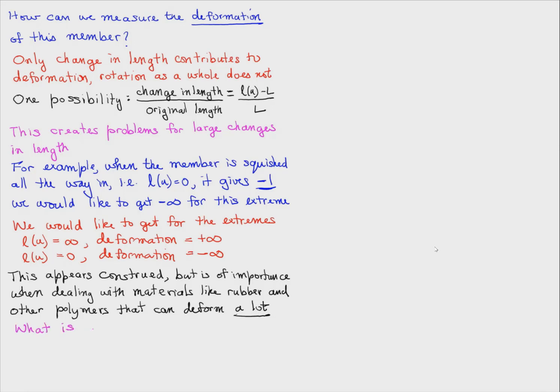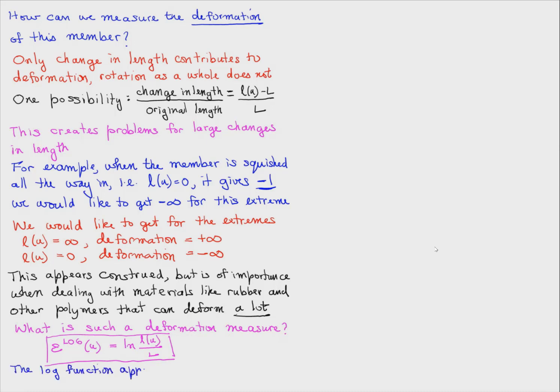One definition of deformation that does the job is based on the logarithm function. We define this function epsilon log of u as the log of L of u divided by L. And the log function appears naturally in many other situations. For example, musical notes follow a logarithmic scale.